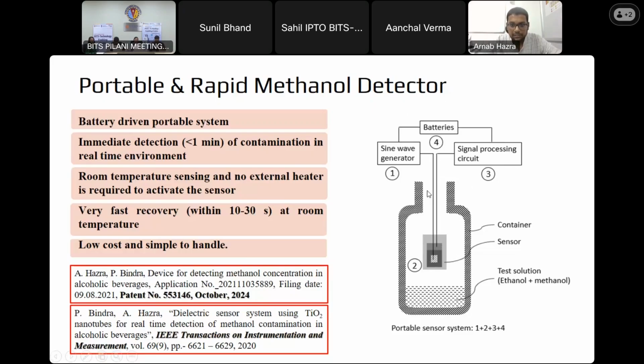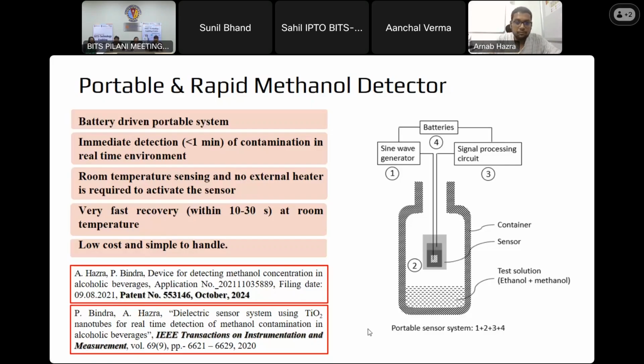We have patented this invention very recently, so a lot of work is still pending for marketing and commercialization. This is the patent we have recently obtained, and we have published one paper in IEEE Transactions on Instrumentation and Measurement in 2020. So this invention happened around four years back. I also want to acknowledge my first PhD student, Dr. Pratik Bindra. This is our joint work.